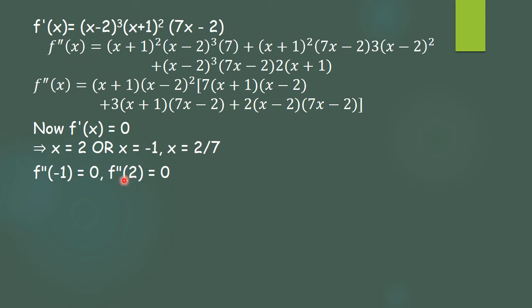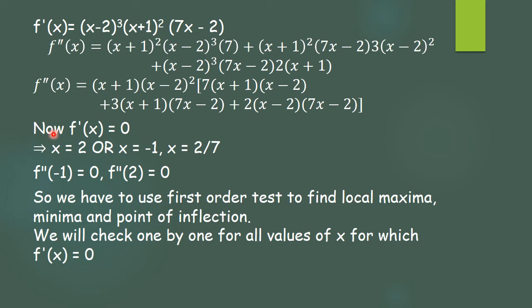In the same way, f double dash of 2, we replace x as 2. This part will become 0, and 0 multiplied by any number is 0. As we get these two values as 0, we will say that this test is not suitable to find out the local maxima and minima. That is, the second order derivative test is not suitable.